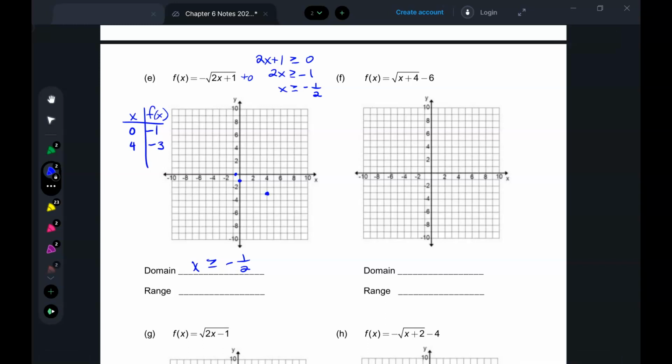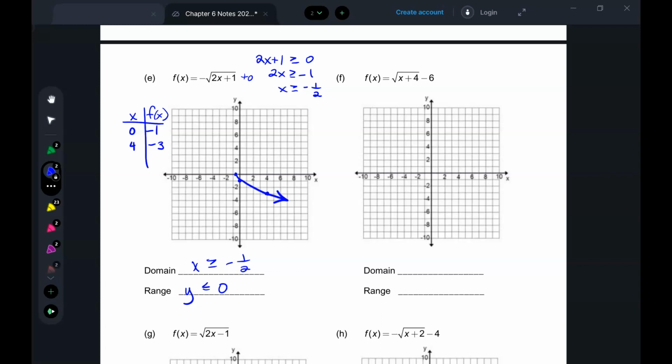0, 1, 0, negative 1. Okay, so it goes like this. And what do we have for the range? Less than or equal to. Good. So it's a lot harder when the coefficient is under the radical, right?